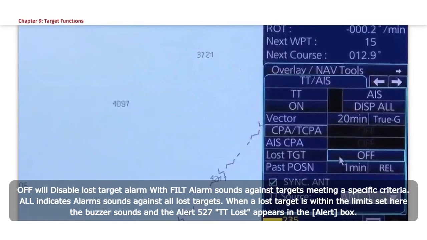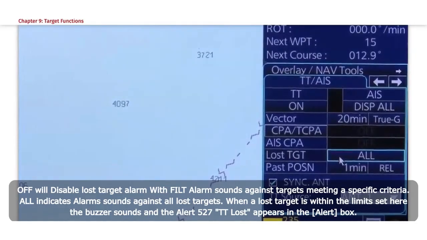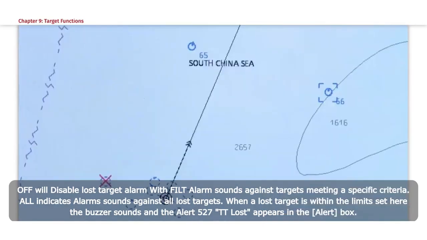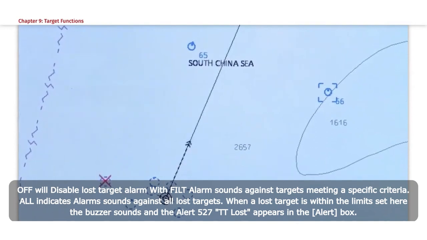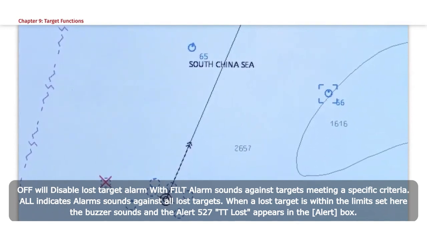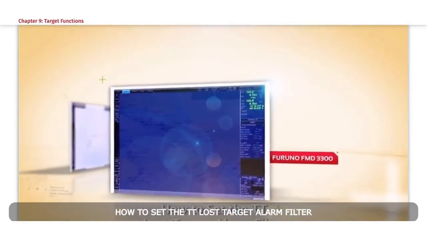Off will disable Lost Target Alarm. With Filter, alarm sounds against targets meeting a specific criteria. All indicates alarms sound against all lost targets. When a lost target is within the limits set here, the buzzer sounds and the alert 527 TT Lost appears in the alert box. How to set the TT Lost Target Alarm Filter.